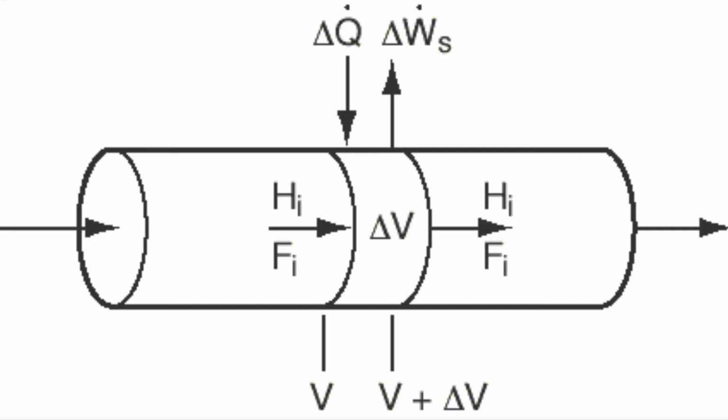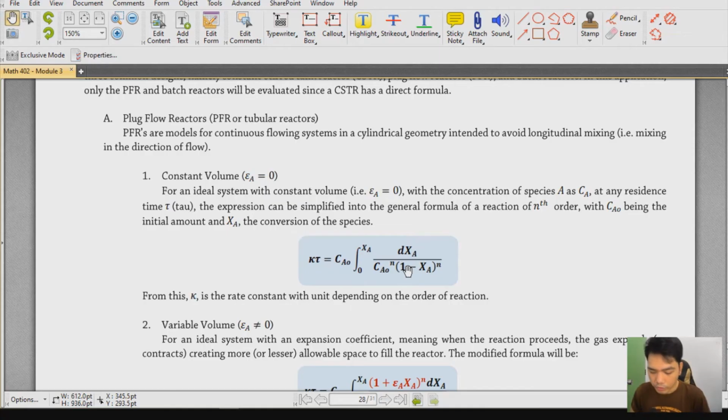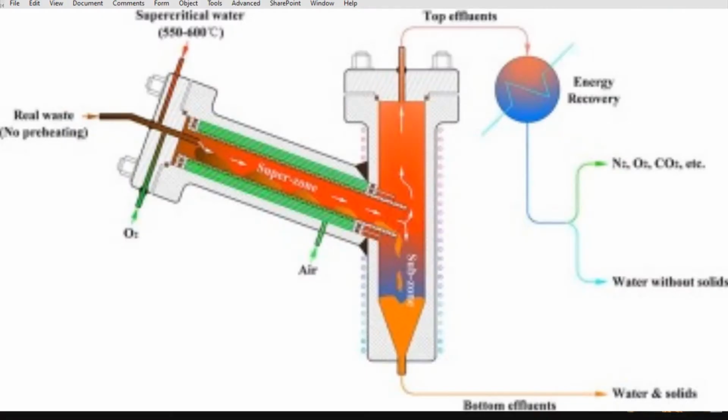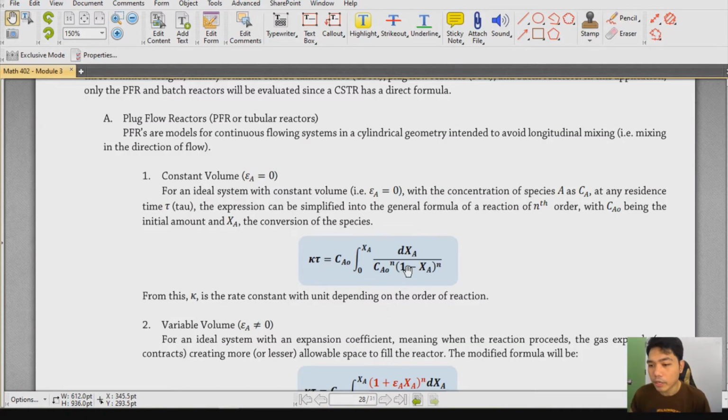So PFRs are models for continuous flowing systems in cylindrical geometry intended to avoid longitudinal mixing. So for example, we have components that we have to mix. And then when it comes to a point where you pump it, and it keeps mixing along or across the flow, in that case the mixing is no longer efficient, because you're mixing along the region of flow. So you have to make sure that you avoid that, and plug flow reactors are used to avoid those certain scenarios.